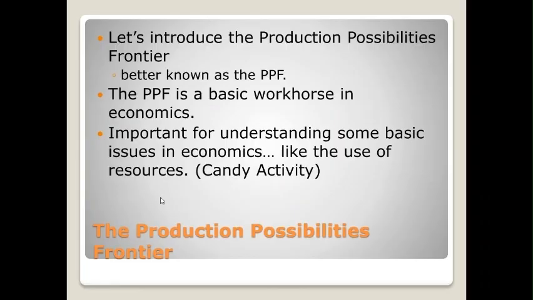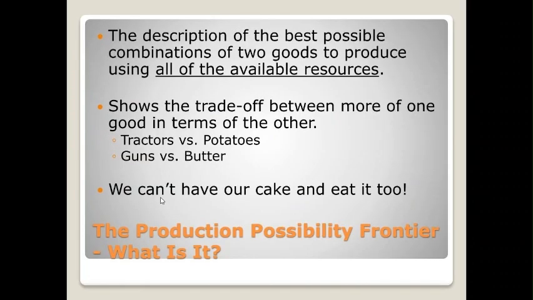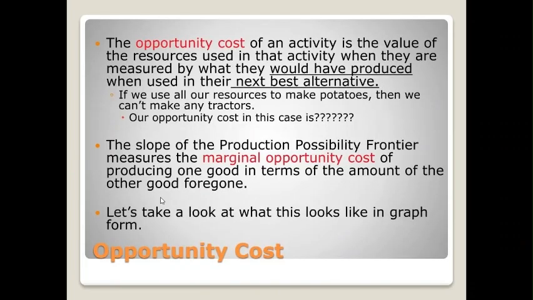So let's go back down to the basic notes. The opportunity cost of an activity is the value of the resources used in that activity when they are measured by what they would have produced when used in their next best alternative. We did discuss it in more basic terms. For example, if we use a resource to make potatoes, then we can't make any tractors. So the tractors in this case would be the opportunity cost.